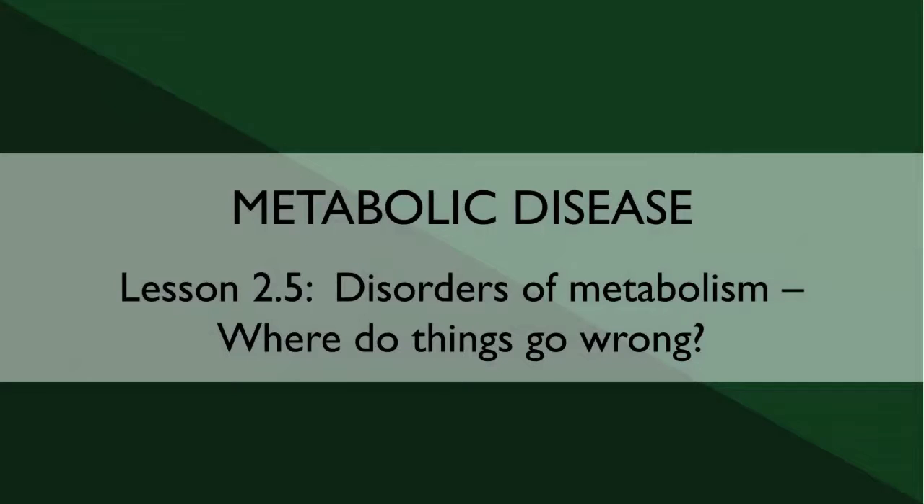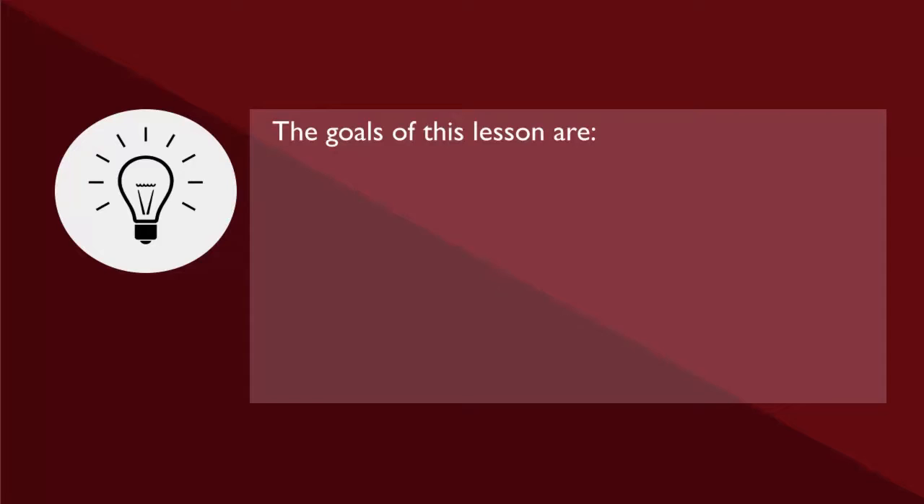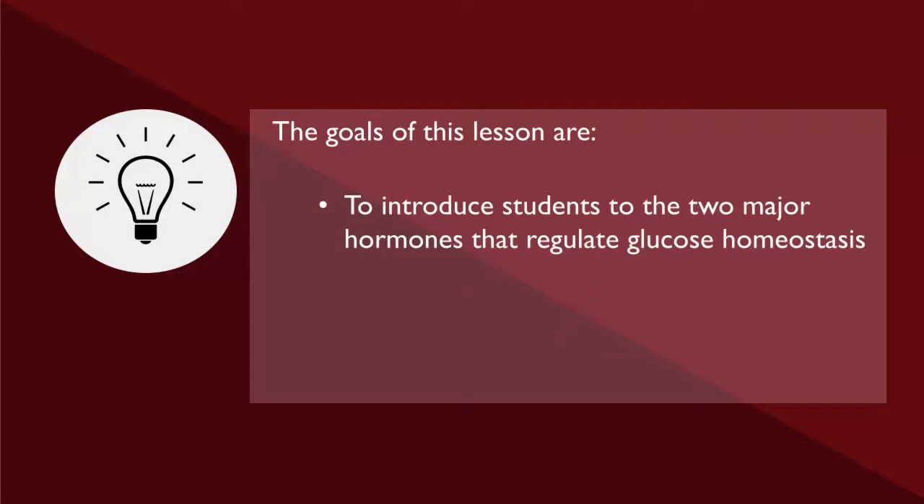Lesson 2.5, Disorders of Metabolism. Where do things go wrong? The goals of this lesson are to introduce students to the two major hormones that regulate glucose homeostasis and to test students' knowledge of metabolism.